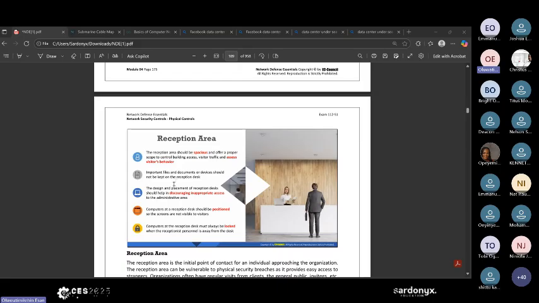Now, the design and placement of the reception desk should help in discouraging inappropriate access to the admin area, so that someone can't just go to the back and move to where the admin is or have access to the system. Computers should only face the receptionist; they should not face the visitors. They should face the receptionist.